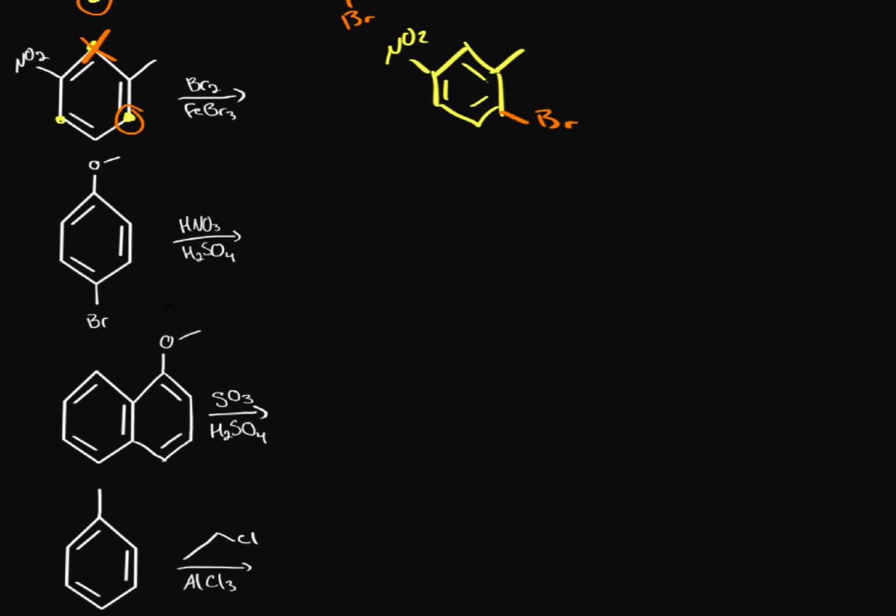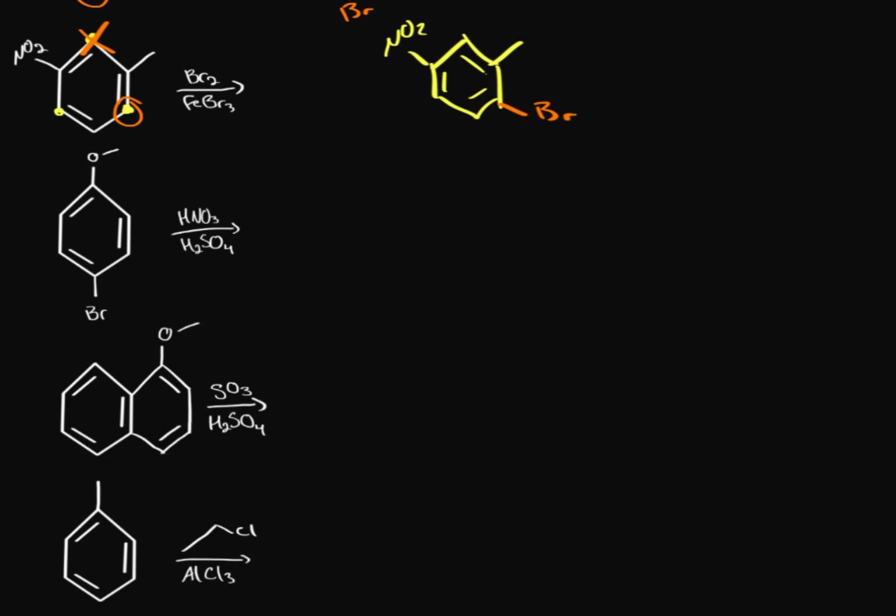Now, what about these next two situations? In these next two situations, we have something a little different. We have nitric acid and sulfuric acid. What that means is that we're going to mononitrate this benzene ring when you see these two reagents together.